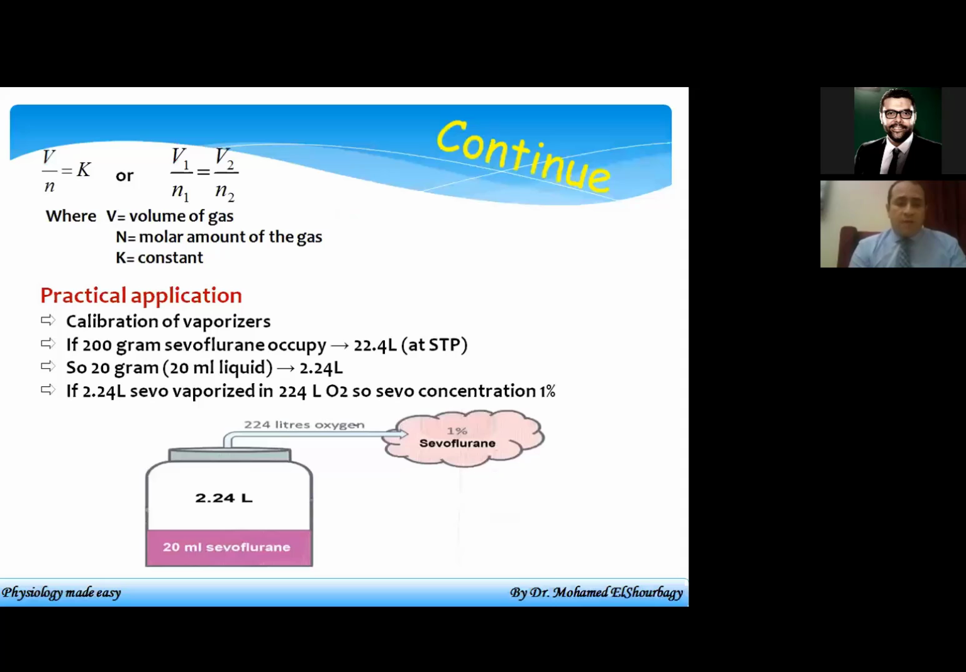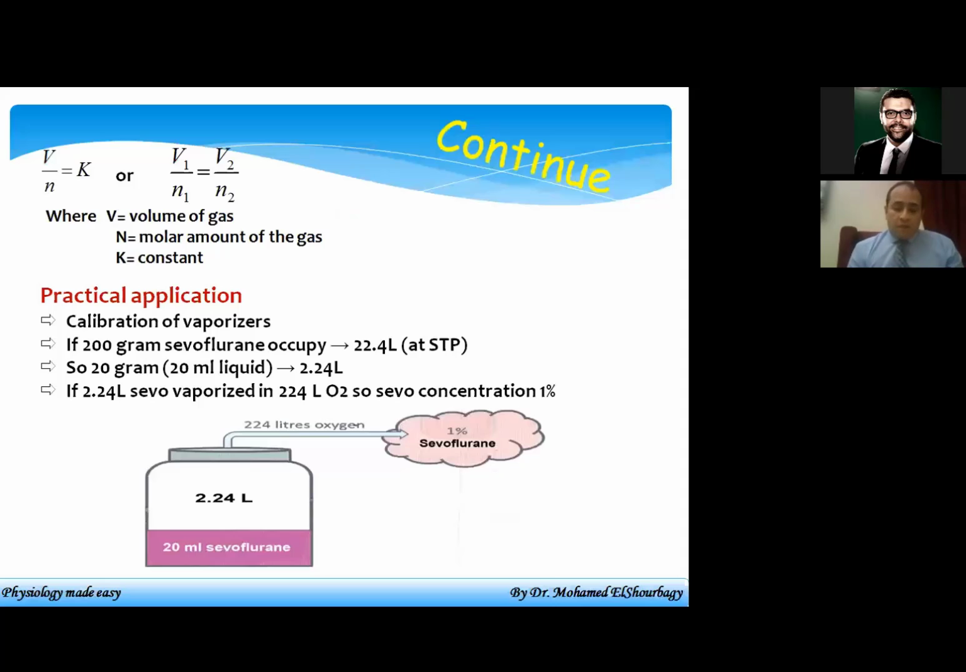If 200 grams of sevoflurane occupy 22.4 liter at STP, so what about 20 grams, 20 ml liquid? It will occupy 2.24 liters. So if 2.24 liters of Sevo is vaporized in the vaporizer in 224 liter oxygen, the Sevo concentration will be 1%. Again, it is about how to change mass to volume.